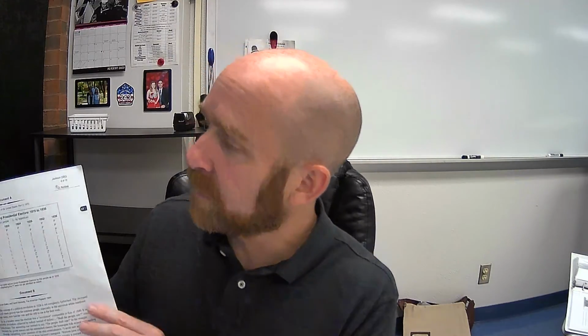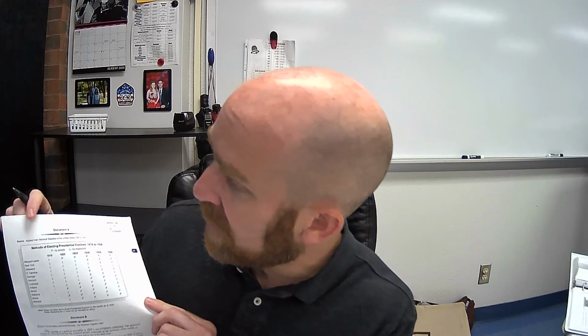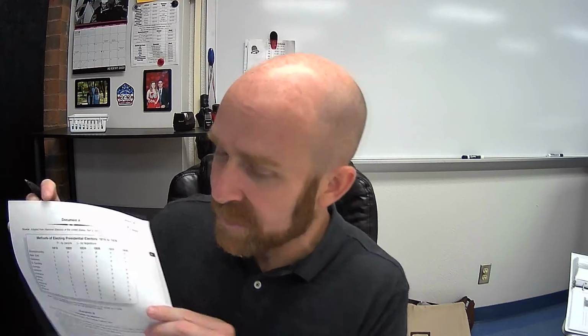Then the next spot says source. We need to know what our sources are, particularly in today's society, where you look online and half the posts out there are Wikipedia. You don't know that you can trust them. So we have to get in the practice of checking our sources. When you look at document A, right at the top it says source, and it says adopted from the historical statistics of the United States. So you just take that and put it in the source spot.